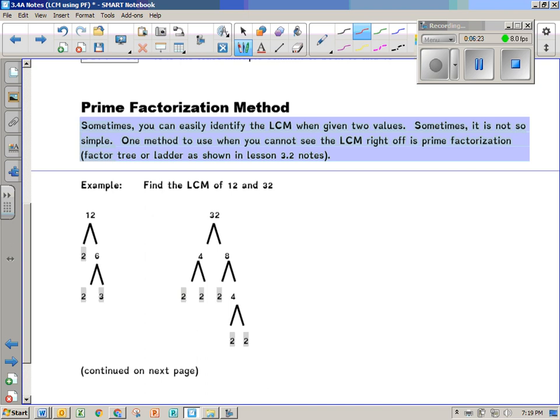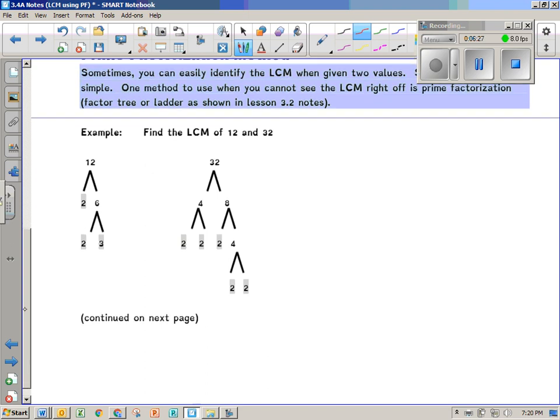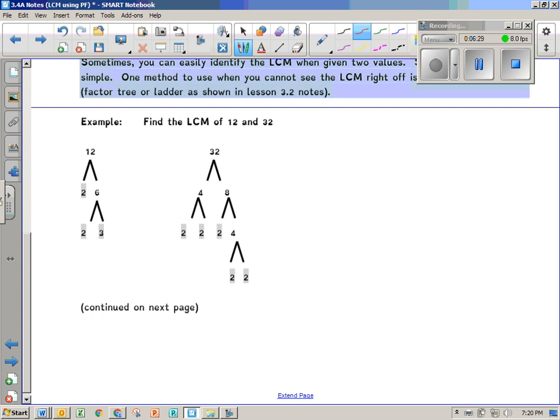I've already mentioned that sometimes you can see it pretty easily, but let's look at some prime factorization. Now, you already know how to use a factor tree, or you could still use the ladder diagram to do prime factorization. But the LCM we're looking for is of 12 and 32. So you get this far, just like we did before. So I'll just circle all my primes.